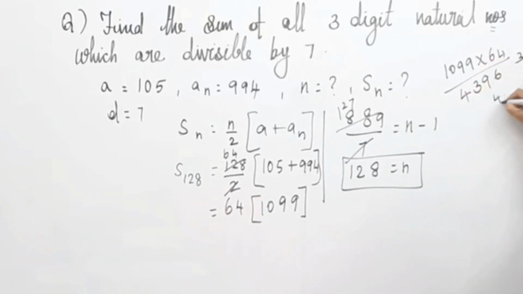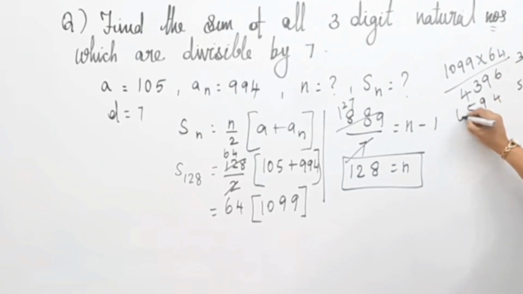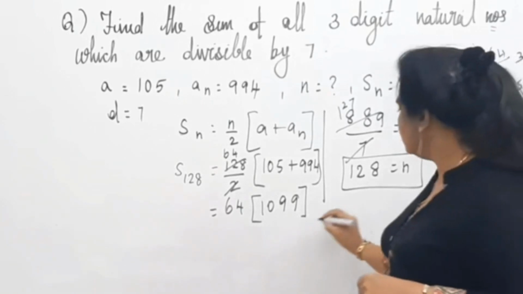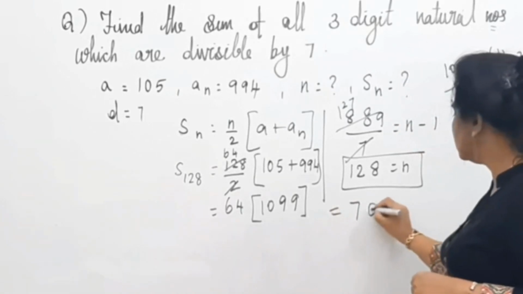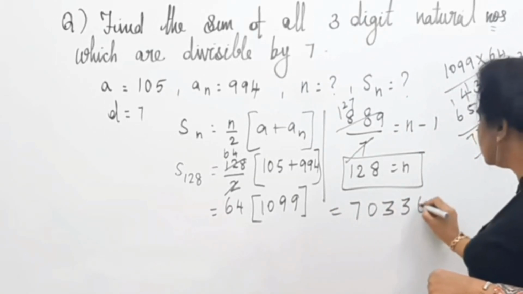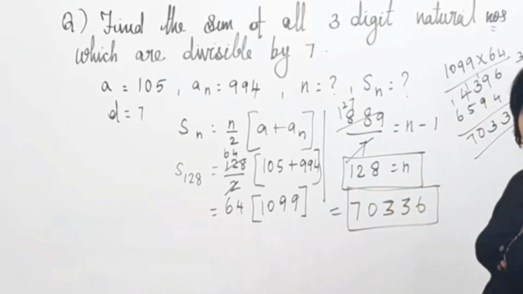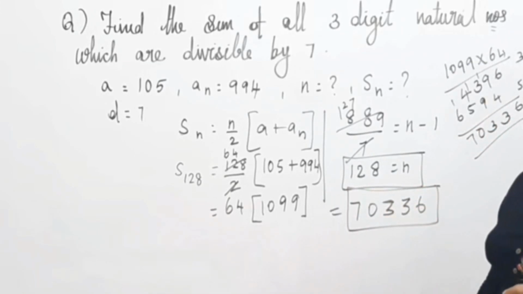6 9s are 54, 5. 54 plus 5 is 59, again 5, so 5, and then 6. So 6, 13, 1, 10, 13, 1, and then 10, 1, 7. So my answer is 70336, the sum of 128 3-digit numbers which are divisible by 7.